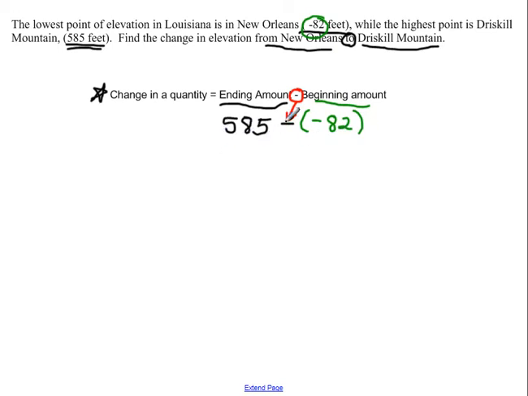So 585 minus negative 82, well, instead of subtracting the negative, let's add the opposite. So that's going to give us 585. Instead of subtract, we're going to add the opposite. The opposite of negative 82 is positive 82. So that gives us 585 plus 82. So just to help me out here, I'm going to just line those up vertically just to help me with my addition. So 585 plus 82.